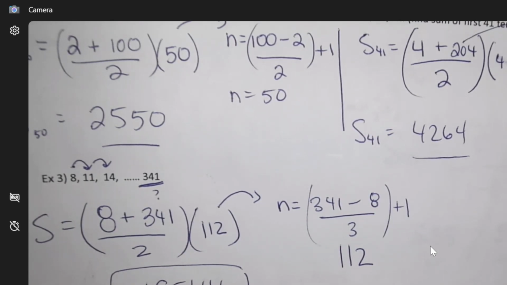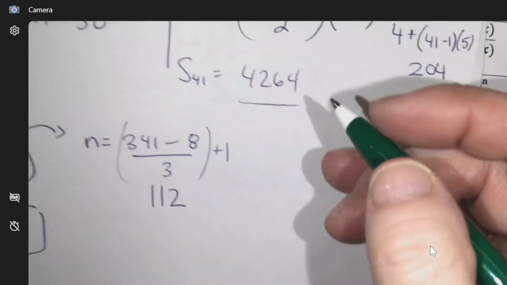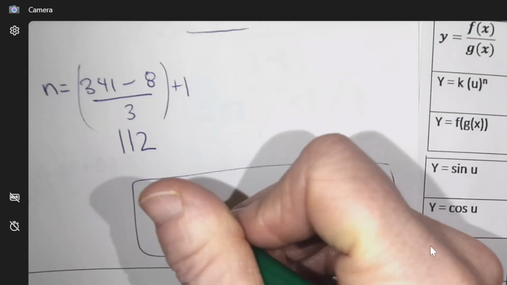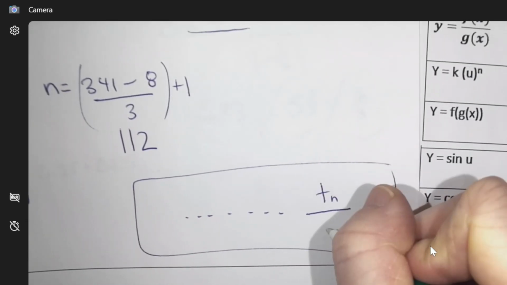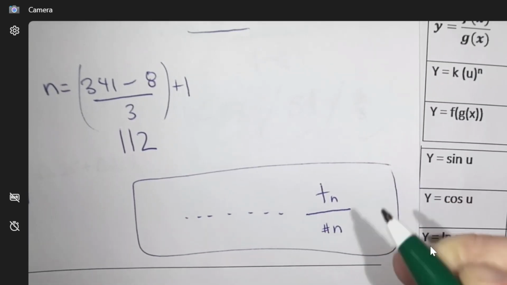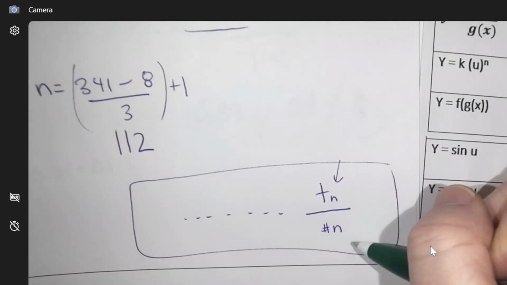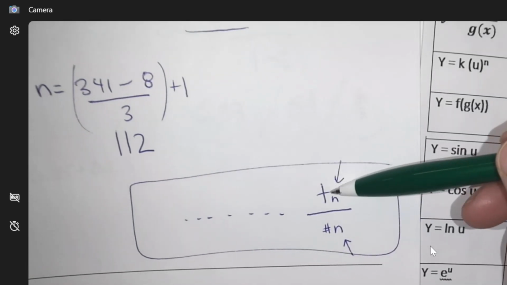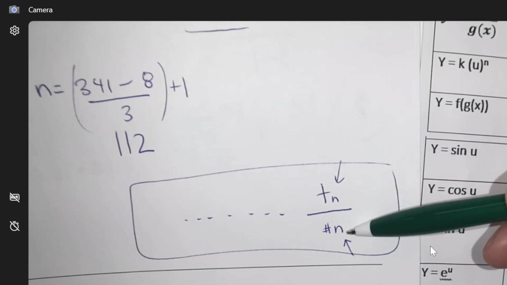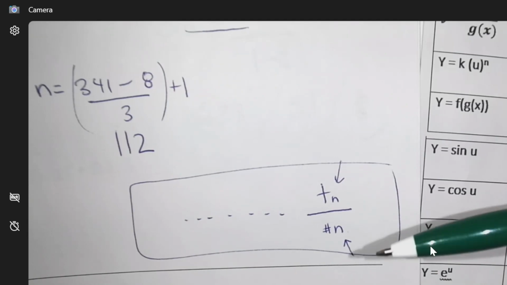Okay, so just remember to keep this clear in a pattern. In a pattern, this is the Tn and this is the number n. Does that make sense? This is what the term is in that position, and this is the number of the position that you're in. Okay?